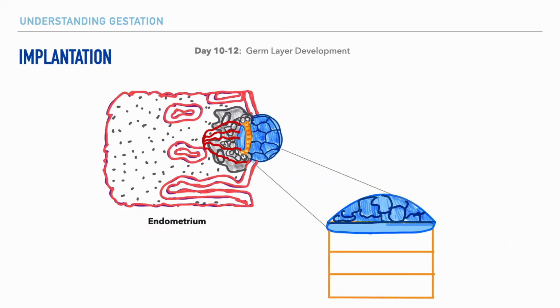endometrium. Now, between days 10 and 12, as the trophoblast is further embedded within the endometrium, the endometrial capillaries, that is, the capillaries in the endometrium, are broken down. And as a result, maternal blood supply begins to flow into the trophoblast.